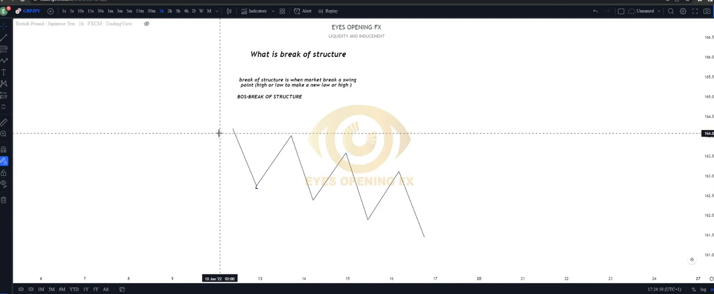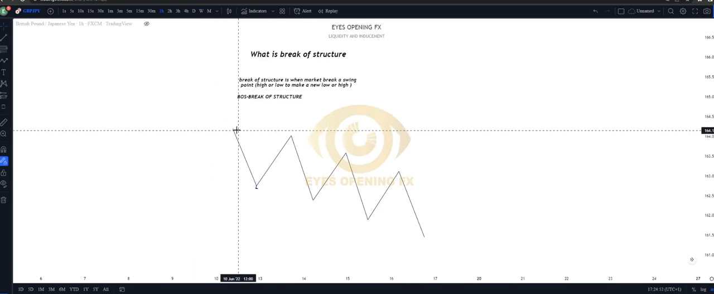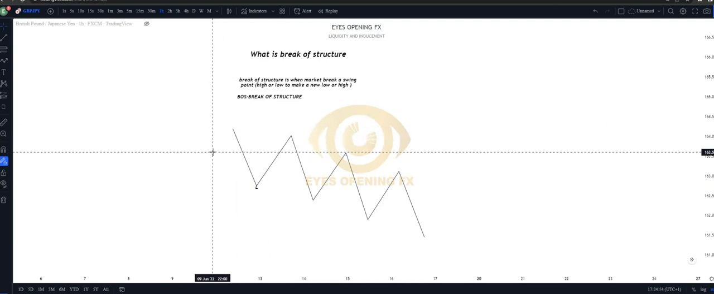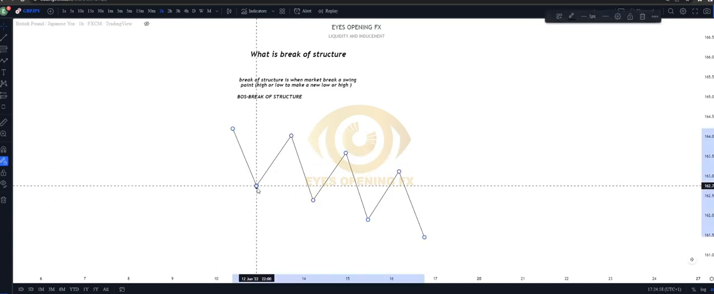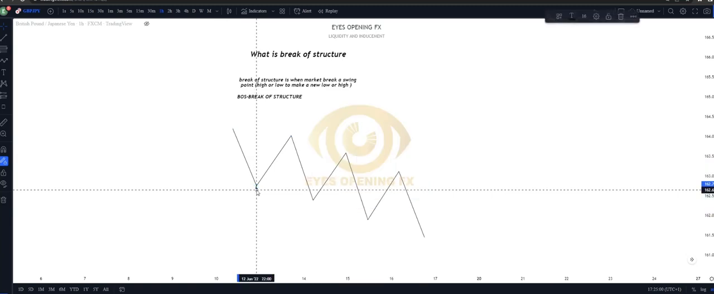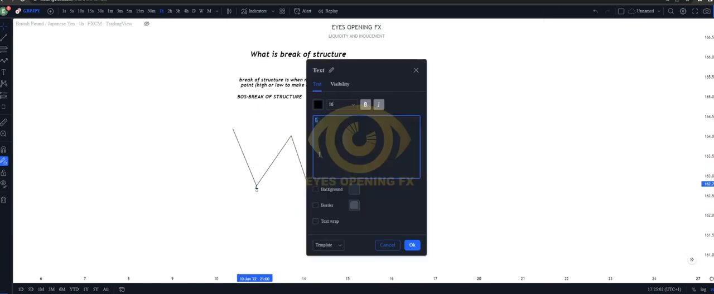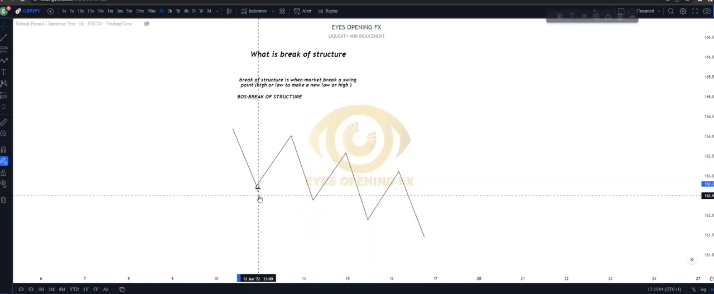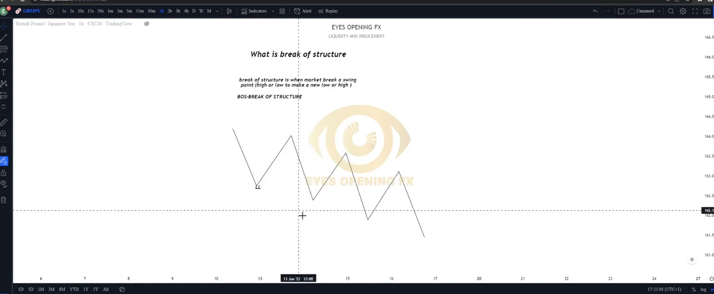Now there will be, or there was, what? A former low here before. So because this low is lower than that former low, we call this low a lower low.